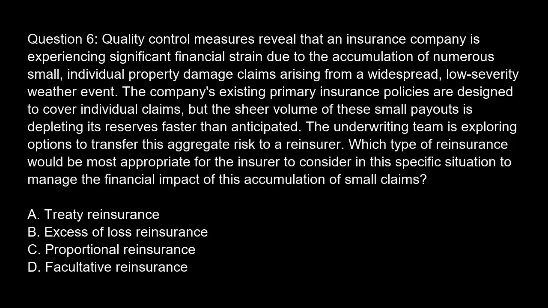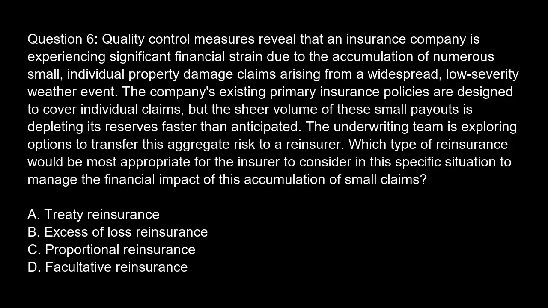Question 6. Quality control measures reveal that an insurance company is experiencing significant financial strain due to the accumulation of numerous small, individual property damage claims arising from a widespread, low-severity weather event. The company's existing primary insurance policies are designed to cover individual claims, but the sheer volume of these small payouts is depleting its reserves faster than anticipated. The underwriting team is exploring options to transfer this aggregate risk to a reinsurer.